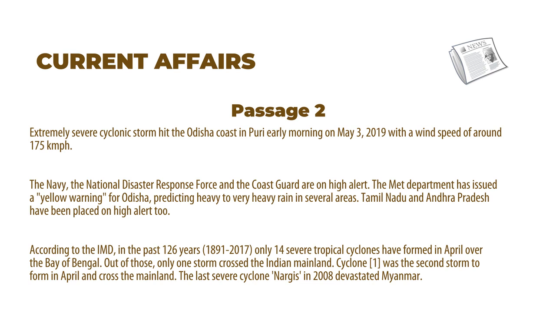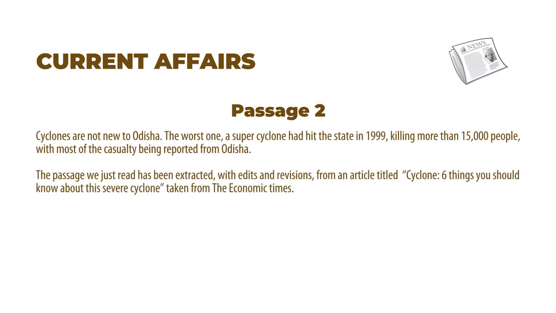Cyclone blank was the second storm to form in April and cross the mainland. The last severe cyclone, Nargis, in 2008, devastated Myanmar. Cyclones are not new to Odisha. The worst one, a supercyclone, had hit the state in 1999, killing more than 15,000 people, with most of the casualty being reported from Odisha.